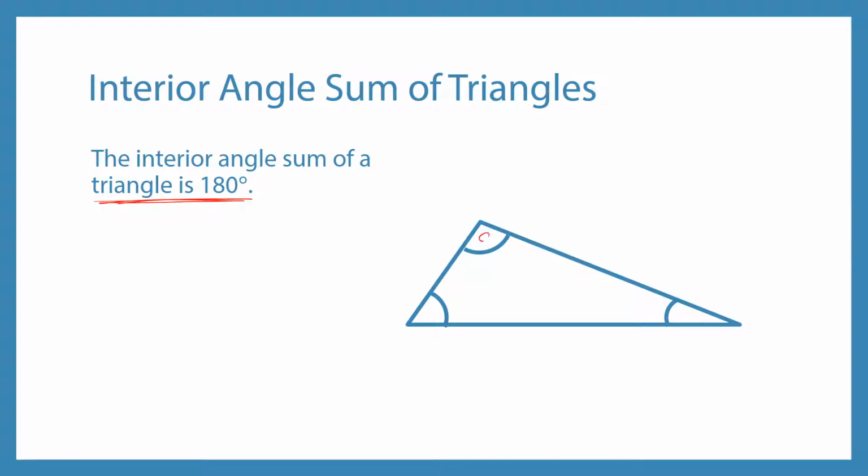That means that if we had A, B, and C as angles, and we added them all up, we're going to end up with 180 degrees. This will be whatever type of triangle you have. You could have an obtuse angled triangle like this, you could have a right angled triangle, or you could have an equilateral triangle. Your triangles will always have an angle sum of 180 degrees. And we'll look at why that happens in class.